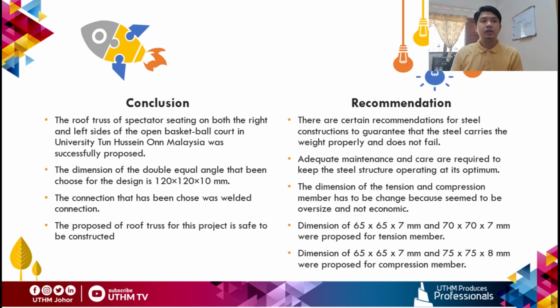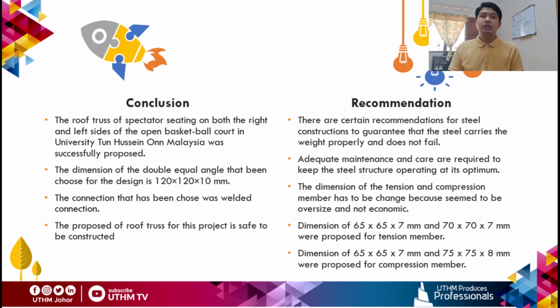I am representing Chapter 6, which is Conclusion and Recommendation. For the conclusion, the roof truss of the spectator seating on both the right and the left side of the open basketball court in UTHM was successfully proposed. The dimension of the double equal angle that has been chosen for this design is 120 times 120 times 10 mm. The connection that has been chosen is a welded connection. The truss for this project is safe to be constructed.